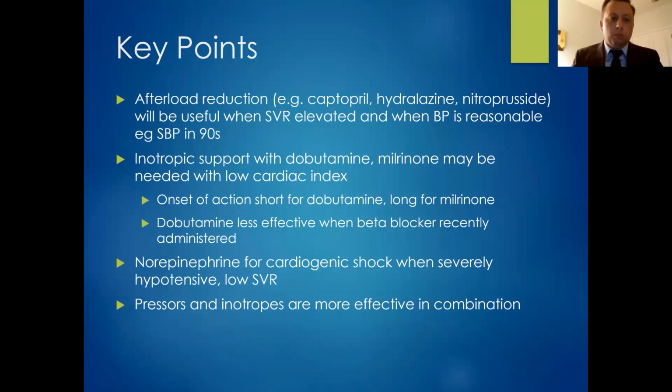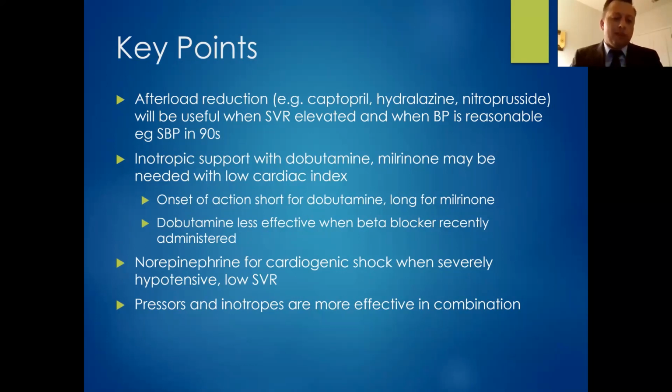So using captopril or hydralazine, or if the patient is in the ICU, using nitroprusside. In these cases, a lot of times you'll actually see the blood pressure come up. The person may warm up and they may actually start diuresing a little more quickly. But for those patients with a very low cardiac index, using dobutamine or milrinone may be necessary.